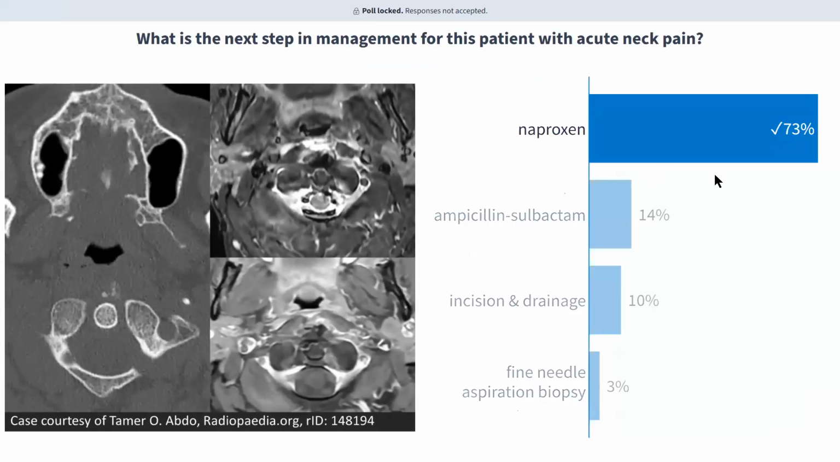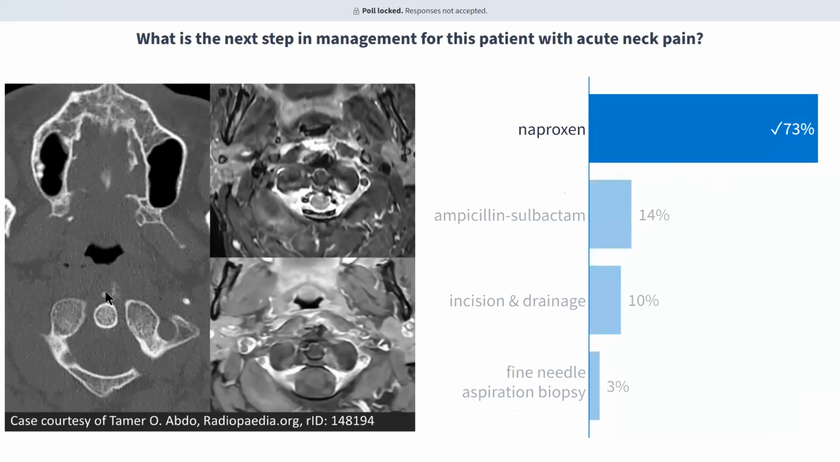Okay, and the answer here is naproxen. So the finding here is in the prevertebral space. The CT is key here, right below the C1 arch. So we're at the level of the dens, so it's right below the C1 anterior arch. There's this amorphous calcification. On this MRI, this patient had this fluid signal intensity, this edema in the prevertebral musculature. There's this kind of amorphous contrast enhancement, but no rim enhancing fluid collection. So it's unlikely to be a retropharyngeal abscess.